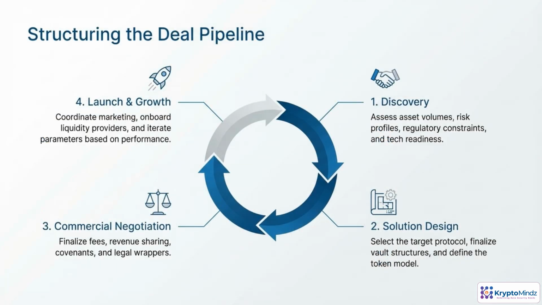Most solid RWA deals follow a predictable loop. You start with discovery. Is there enough asset volume? Is the credit risk acceptable? And can it fit inside current regulation and tech constraints? Then you design the solution. Pick chains and protocols, choose vault or pool structures, and define how the token represents claims and payouts. Next comes commercial negotiation: fees, revenue splits, covenants, and legal wrappers. Finally, you launch, measure performance, tighten risk, and iterate the structure for the next deal.